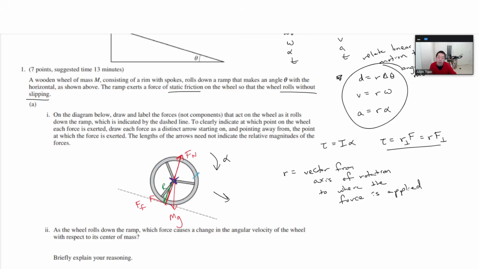So the only way this guy will spin is because there's a friction. There's an R and an F going this way. Now, should the F go up the ramp or down the ramp? Well, if it were going down the ramp, it would cause the wheel to rotate counterclockwise, which is not intuitive, because if the wheel rolls down the ramp, it's going to rotate in the clockwise direction. That's why the frictional force is that way.